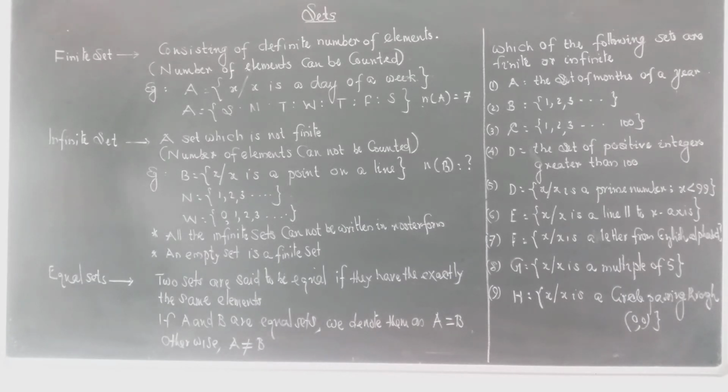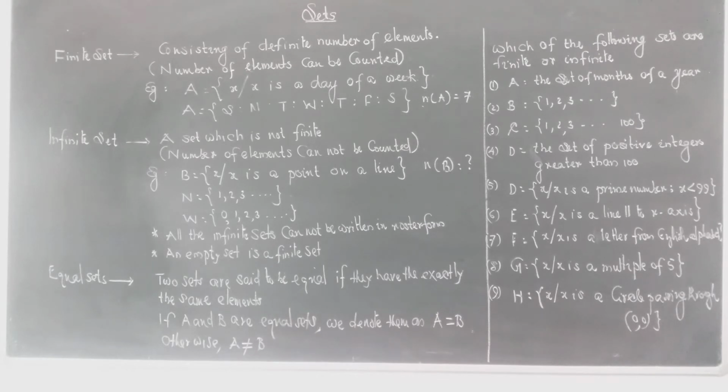The first kind is called finite set. Check the spelling, F-I-N-I-T-E set, finite set. Then what's the meaning of finite set? Is another question. Finite set is that set which contains only a limited number of elements, limited.